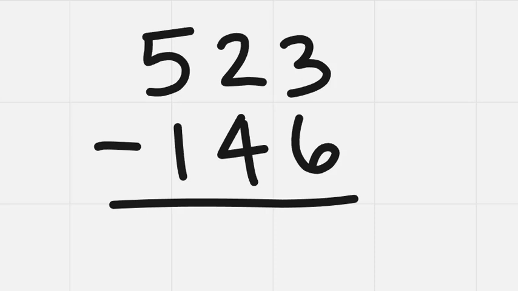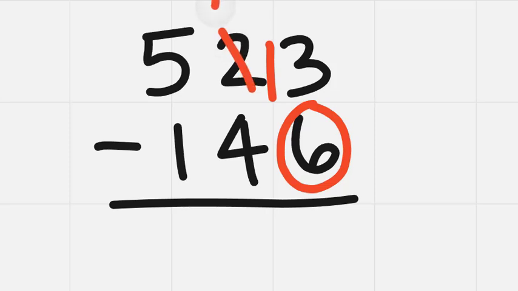We're going to begin with 3 minus 6. We will circle the big number, which is 6. 6 is on the bottom. That means we need to borrow. That means that this 3 becomes a 13, and this 2 becomes a 1.